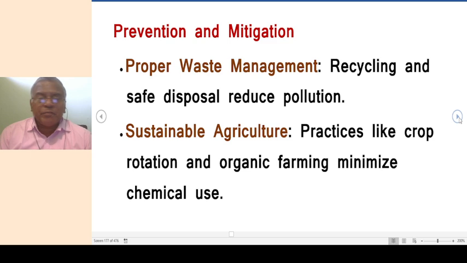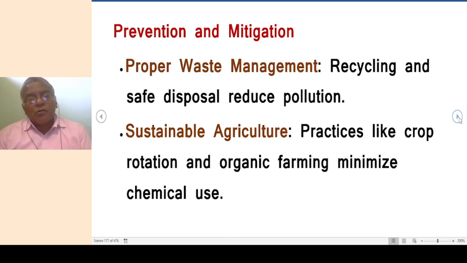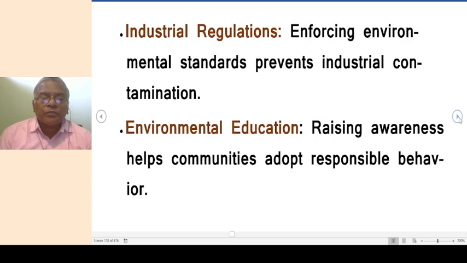How to prevent and mitigate this issue? Proper waste management. Recycling and safe disposal reduce pollution. Sustainable agriculture. Practices like crop rotation and organic farming minimize chemical use. Industrial regulations. Enforcing environmental standards prevents industrial contamination.